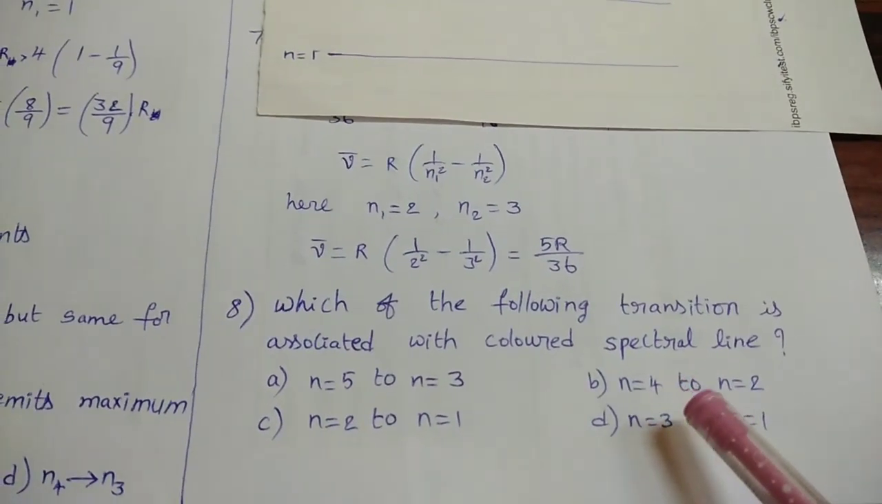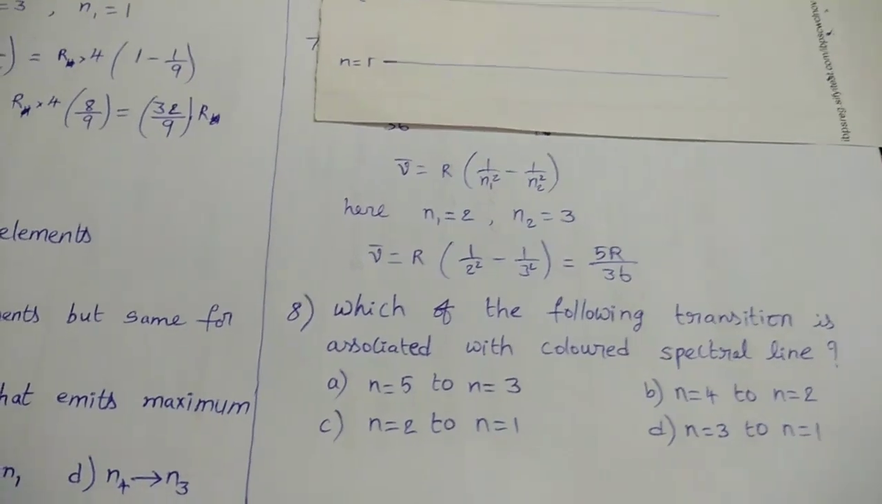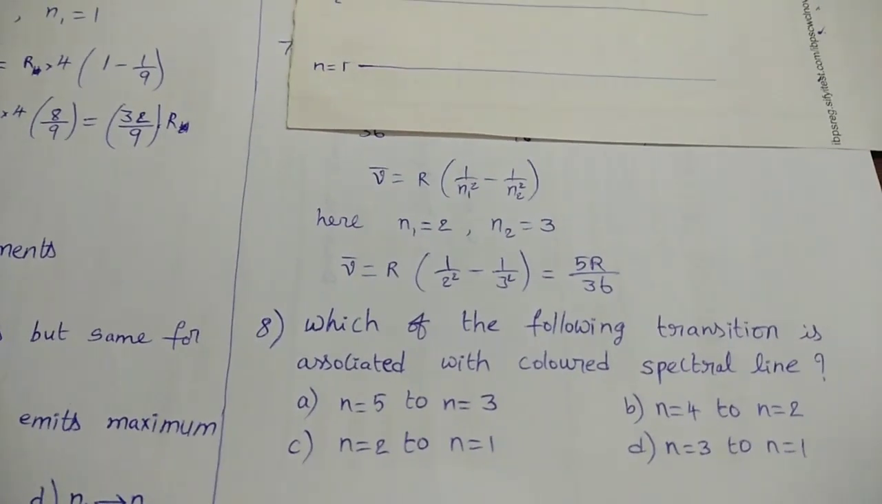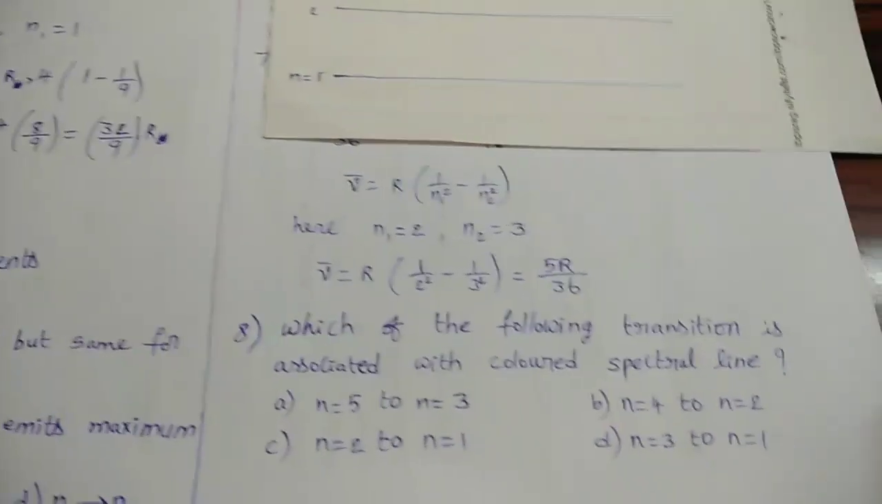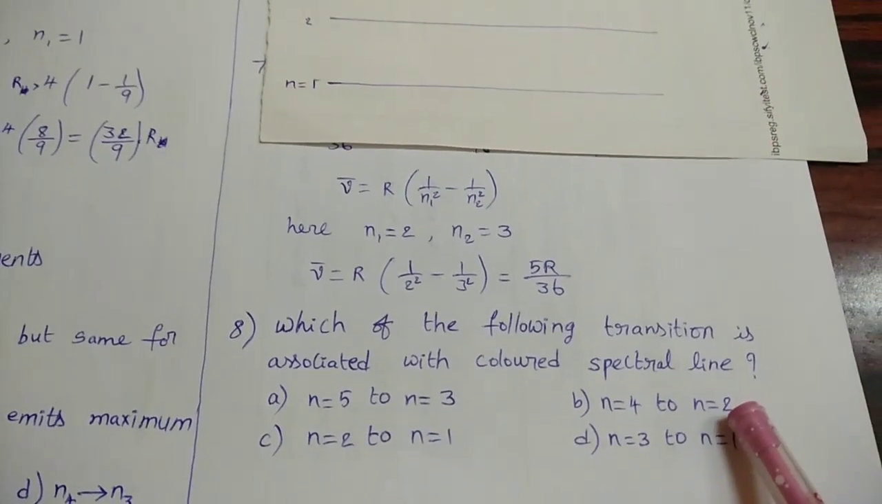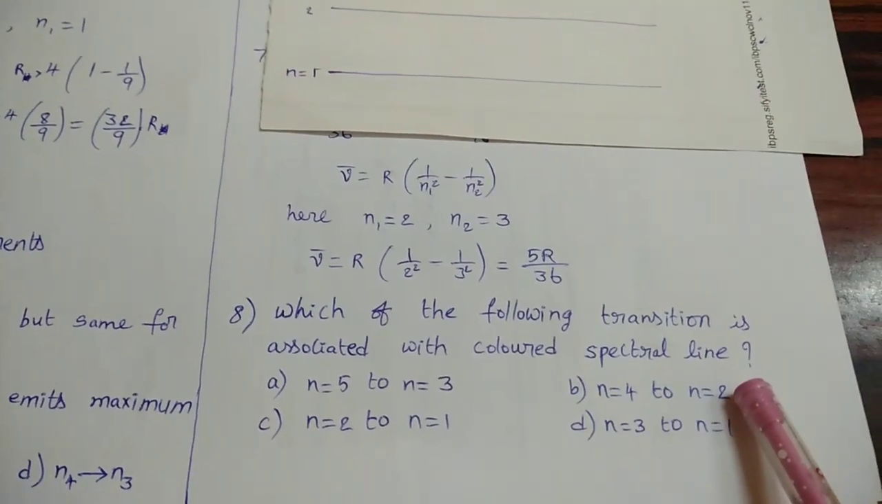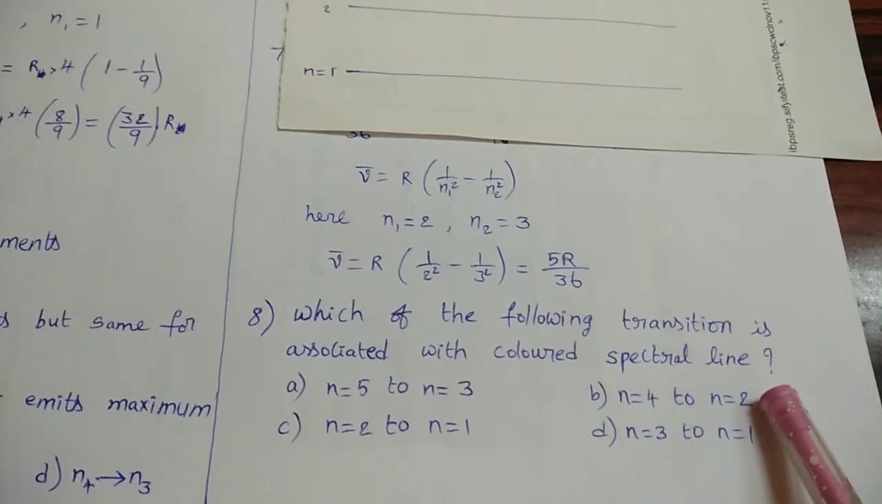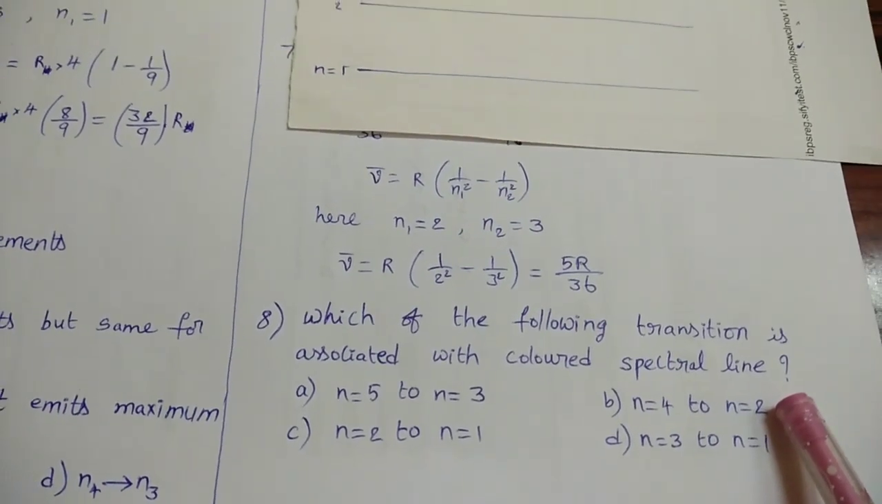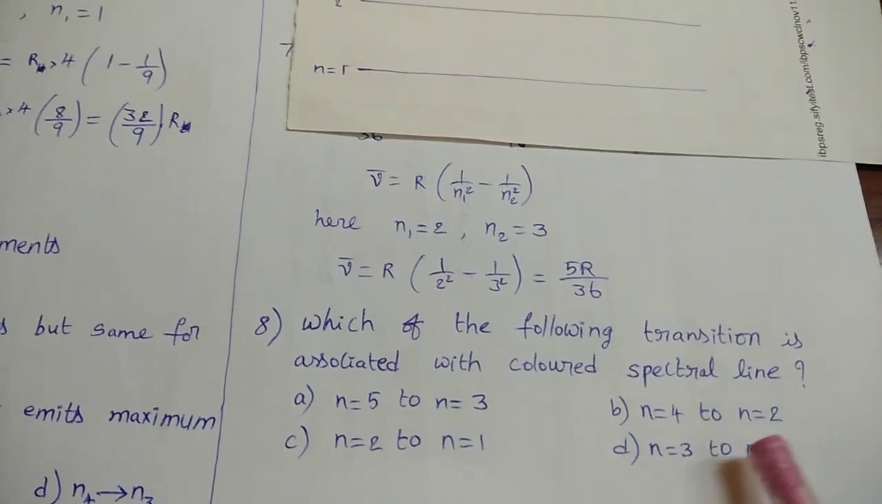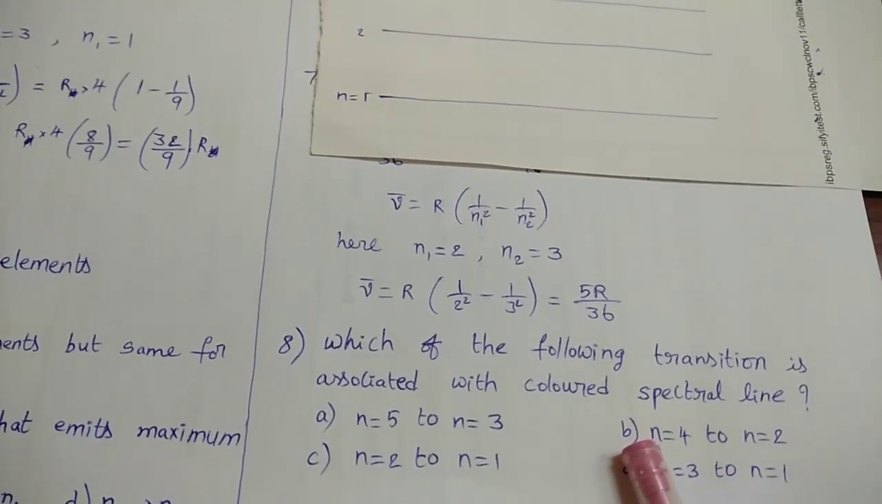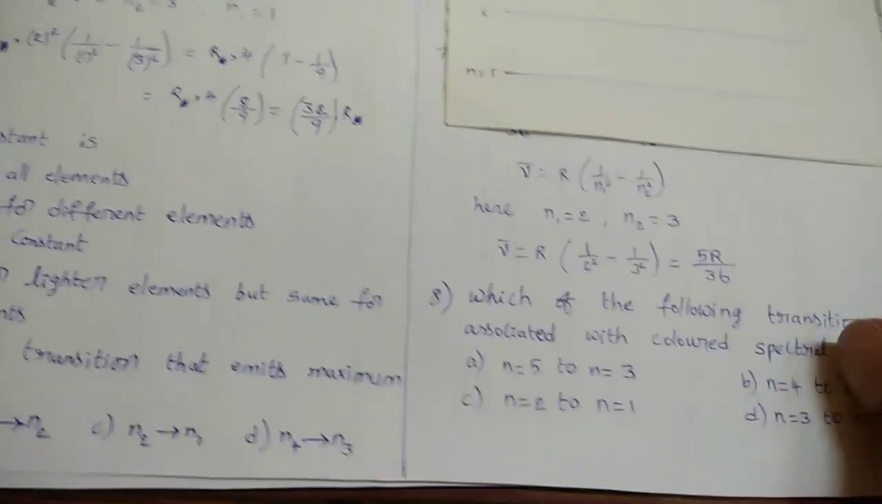Visible region means the Balmer series of lines appear in the visible region. Balmer series means n1 value 2. So from 4th orbit to 2nd orbit, electron transition takes place. Then spectral lines appear in the Balmer series. That Balmer series may have colored spectral lines. Option B is the answer. Okay.